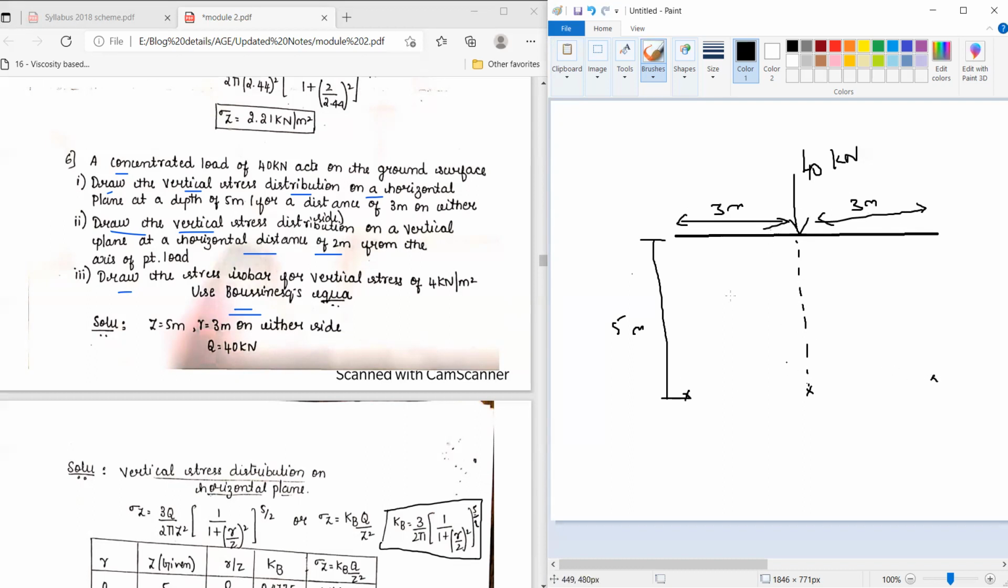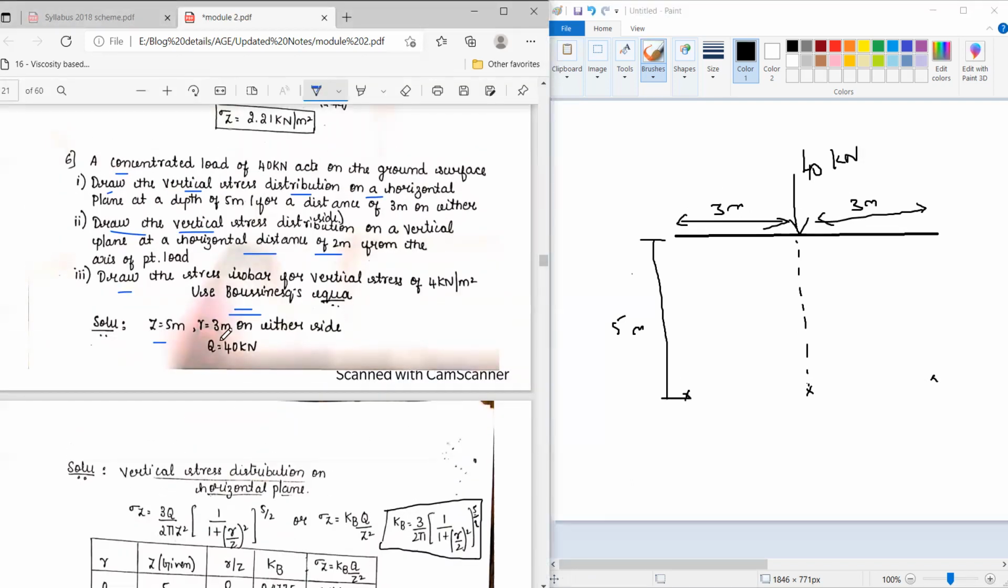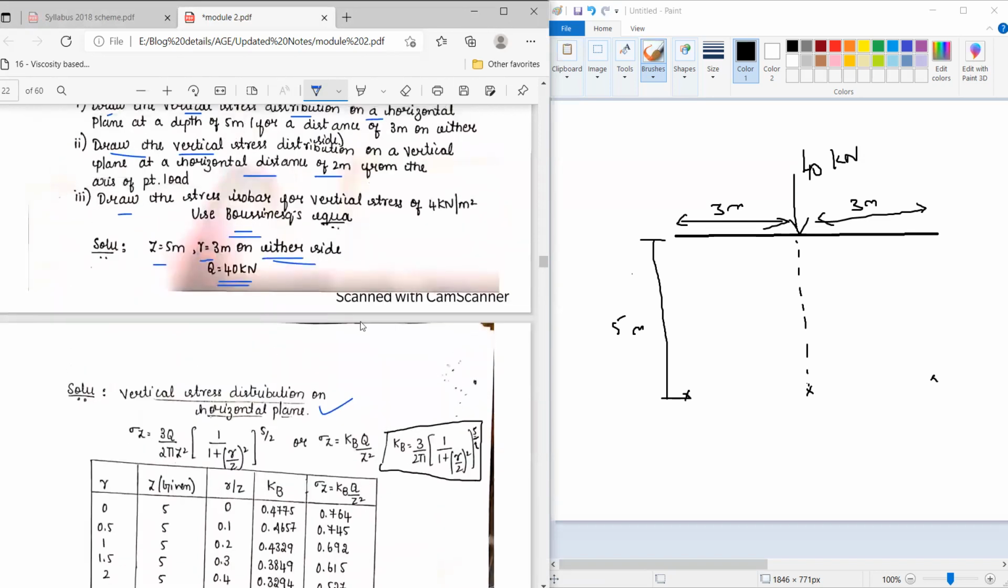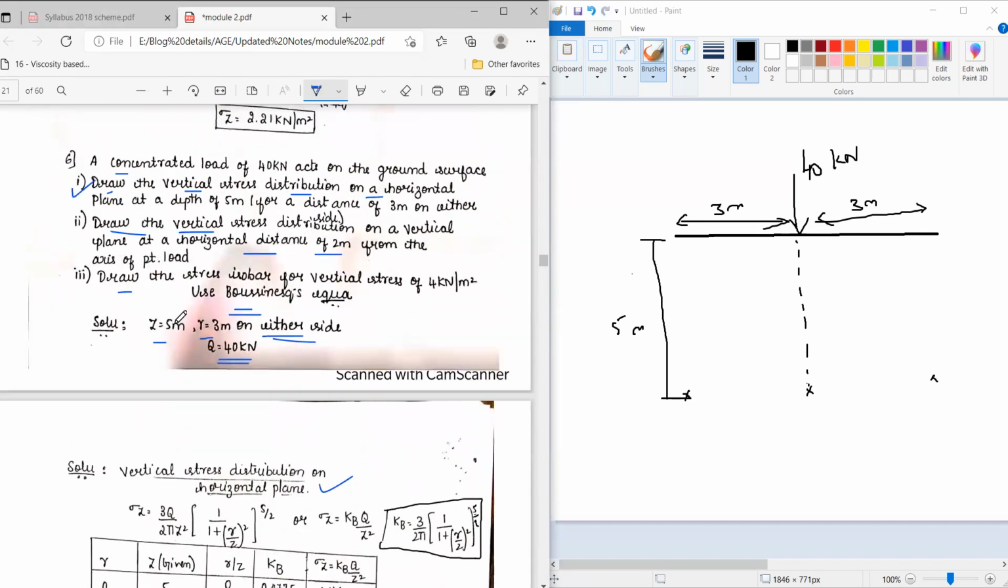That means at a depth of 5 meters and at a radial distance of 3 meters, we need to calculate the stress. In order to calculate that, let us see the data given. Depth is 5 meters, radial distance is 3 meters on either side, and applied load is 40 kilonewton. Okay, so we'll go step by step. In the first step, we work out the solution for the first question.